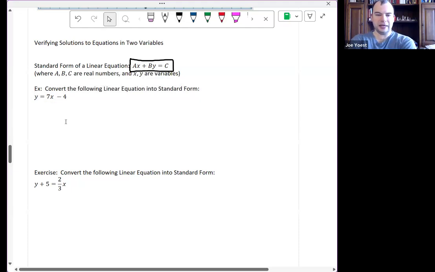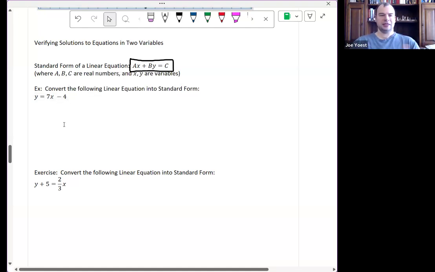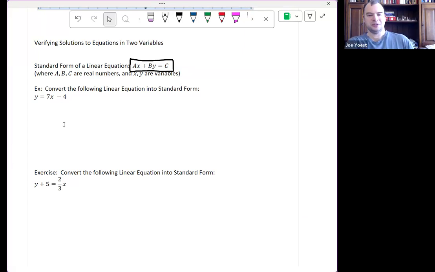So if I look at this example, y equals 7x minus 4, this has some x terms, some y terms, some constant terms, but they're kind of jumbled about, right? The variable terms are split between two different sides of the equation, and this variable term is jumbled up with a constant term. So let's put this in standard form.